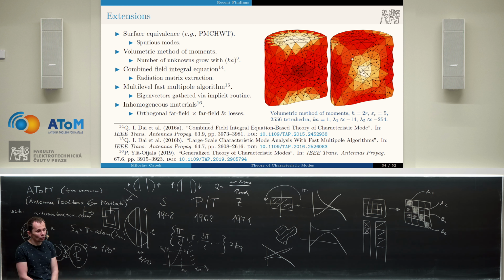Of course, this is not the case of the volumetric method of moment, where basically everything is straightforward. And here is an example of a dielectric cylinder, or to be more precise, a cut through a dielectric cylinder calculated in a tool. And here are the first two characteristic modes. But unfortunately, the scaling for the number of unknowns goes with ka to the 3, which is terrible scaling for realistic applications. Typically, you have hundreds of thousands of unknowns, and to decompose these matrices is incredibly difficult. A much better way is probably to employ the multi-level fast multipole algorithm, which has other limitations, however, as well.